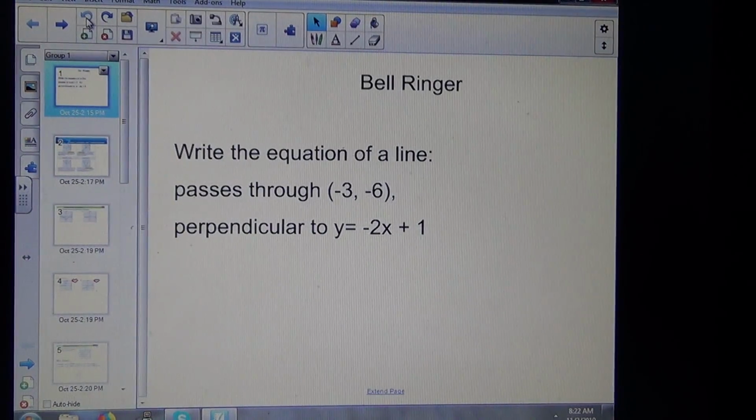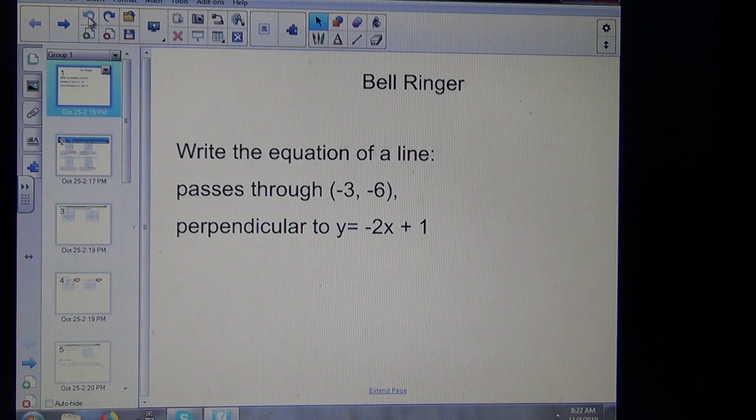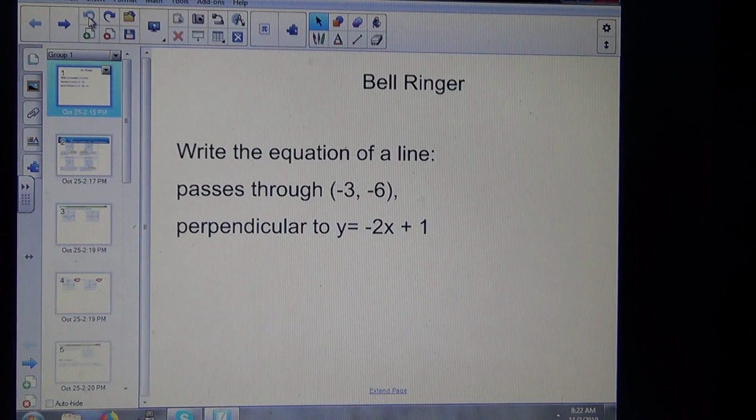So today here is going to be the bell ringer. Remember, there's no talking to your neighbors until it's collected, and it's like a quiz. So I want to see what you know, not what your neighbor knows. And I'm going to move on, but please pause this video, and when everyone's done with the bell ringer, collect it, and then you can push play so we can get rolling with this lesson.